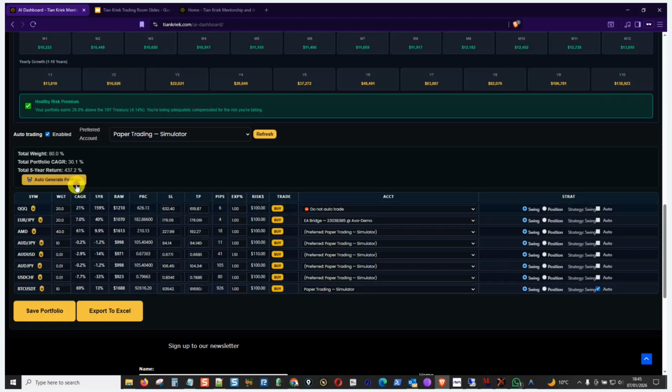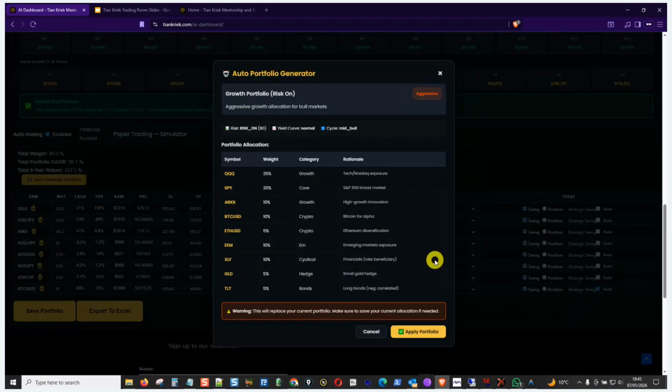Okay, well, that is a fantastic idea, actually. I'm going to make a note. I'll ask the team to add that. So the ask is: auto generate portfolio based on a stipulated rate of return. Okay. I'll let you know when that's done.